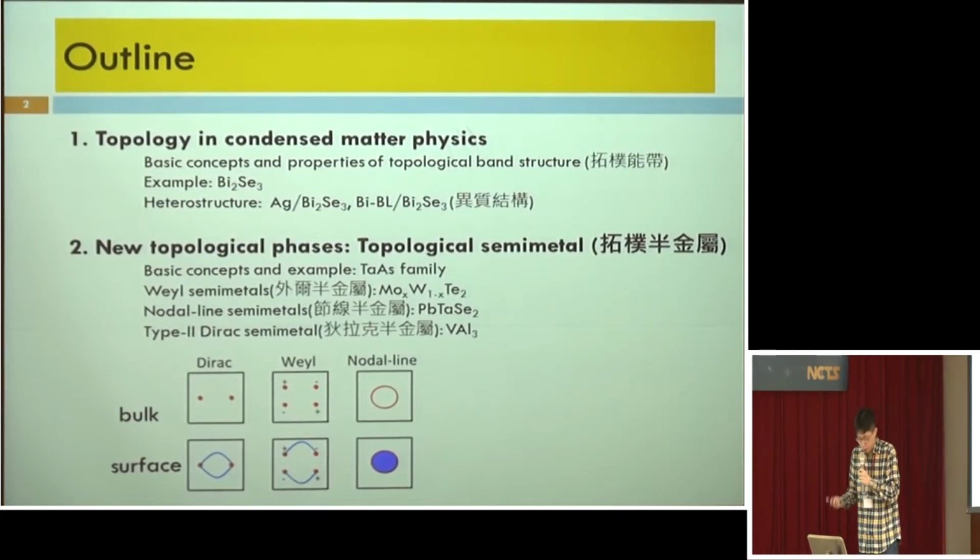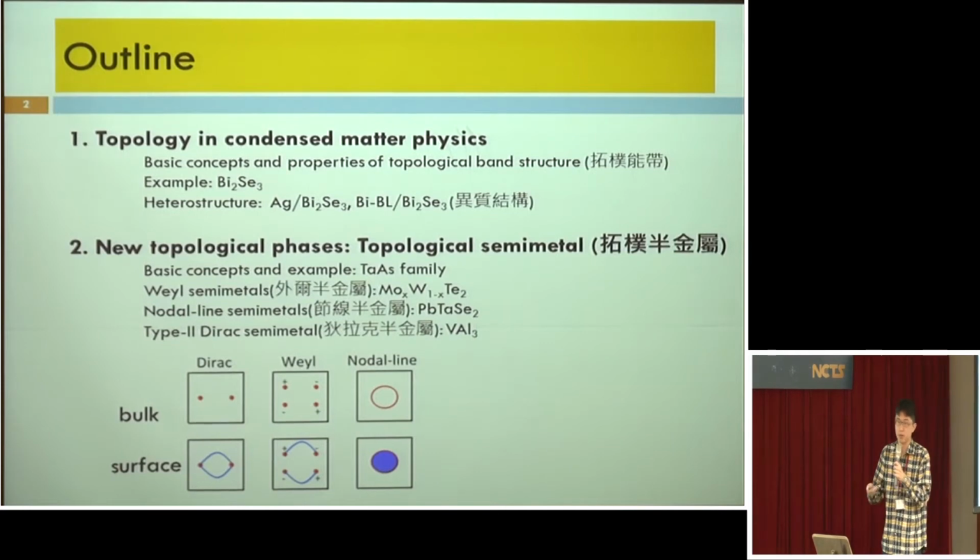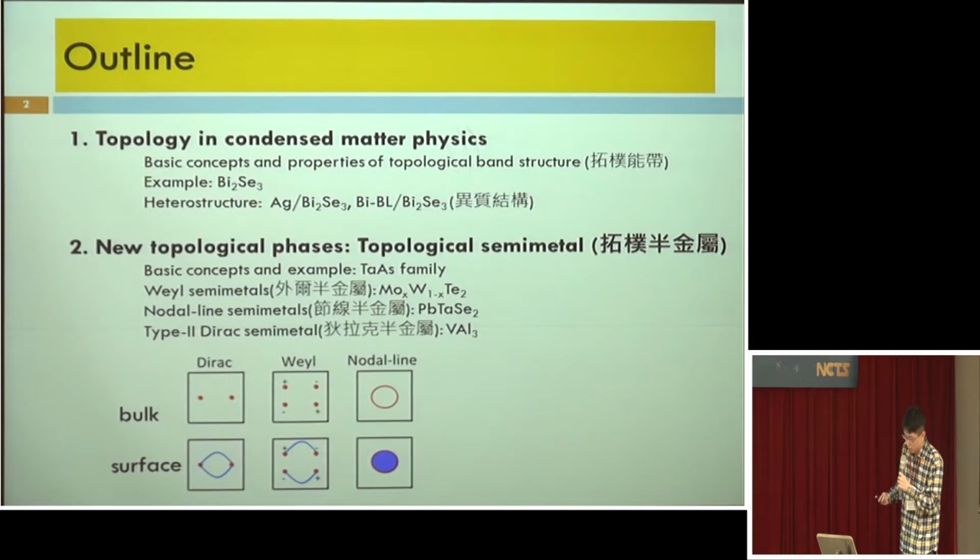At the beginning, I will very briefly introduce the basic concept and the practice of topology in condensed matter systems, and then I'll give an example, a typical topological insulator, and I also discuss its heterostructures. In the second part, we'll focus on the semi-metallic phase. Okay. We'll discuss the three typical topological semi-metals: Weyl semi-metal, nodal semi-metal, and our recent work on type 2 Dirac semi-metals.